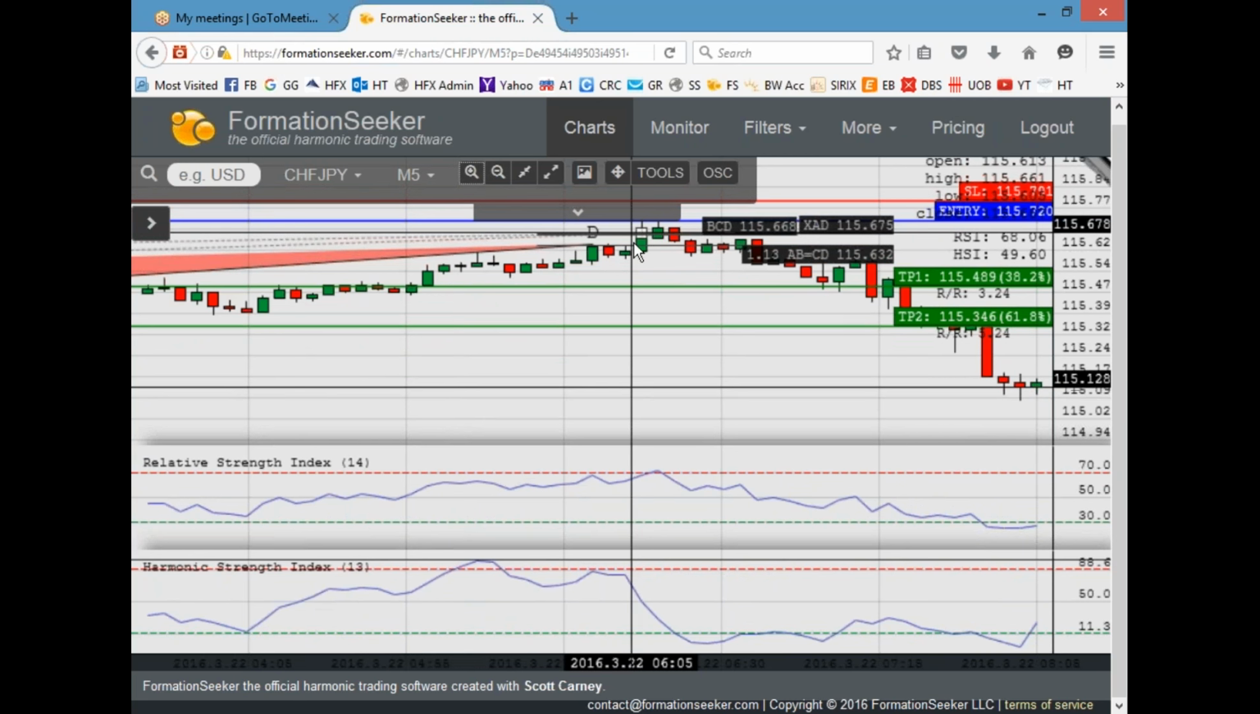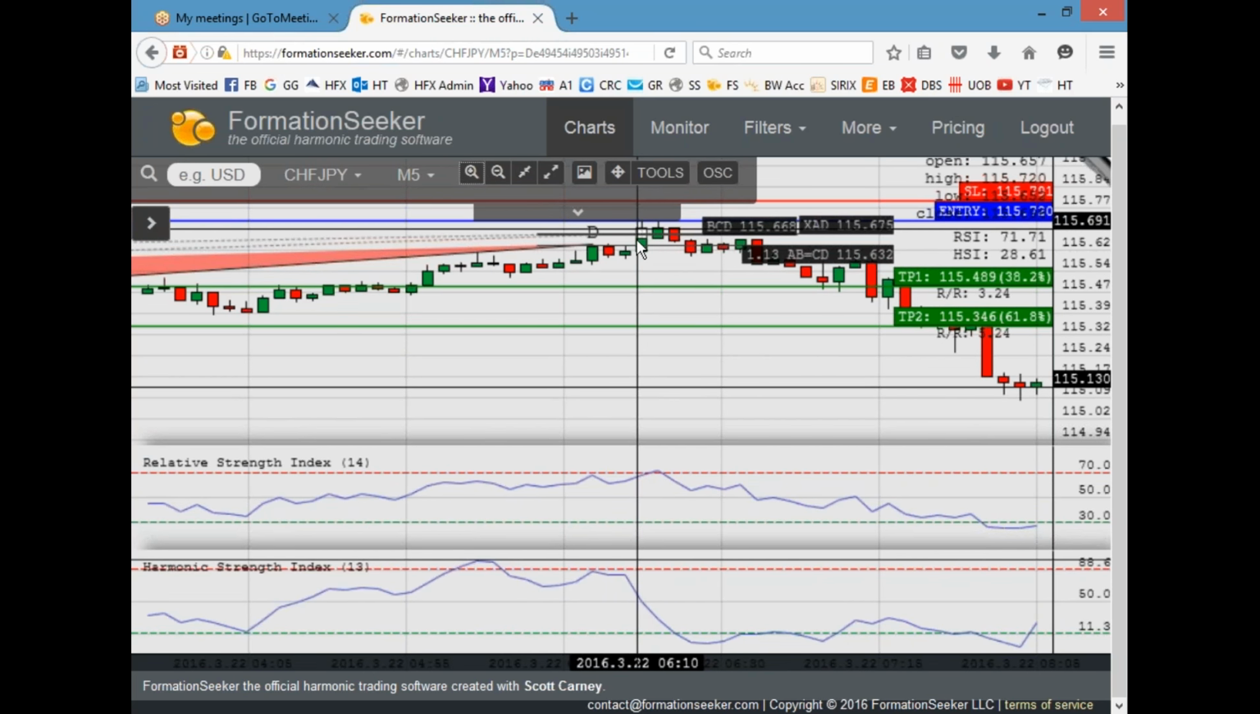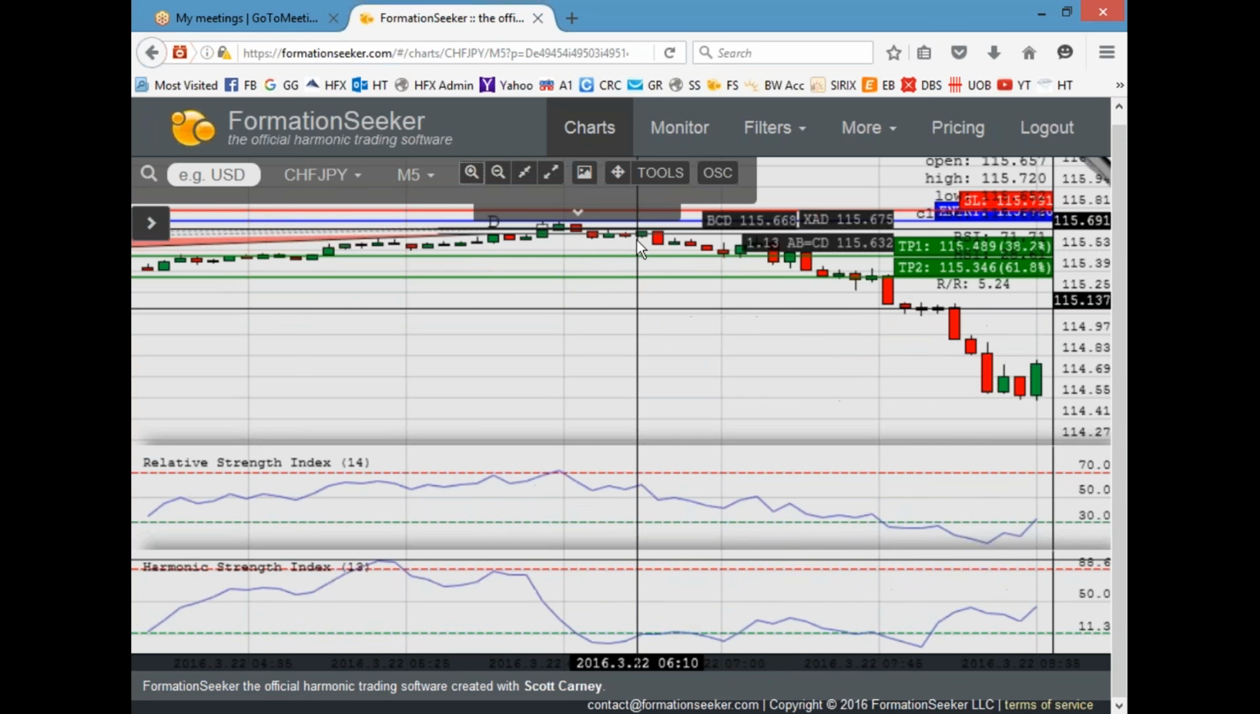Okay, do you see this? There is your trigger bar at 115.69. Okay, I think your question was, did it touch here? Maybe it didn't. Okay, but you can see after that there was a huge fall.